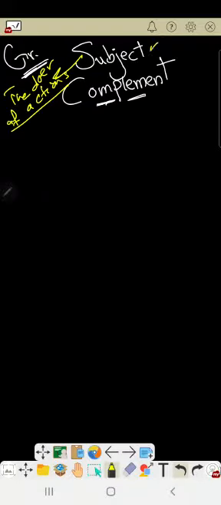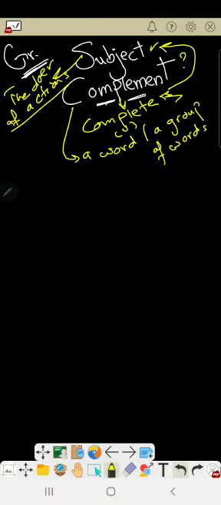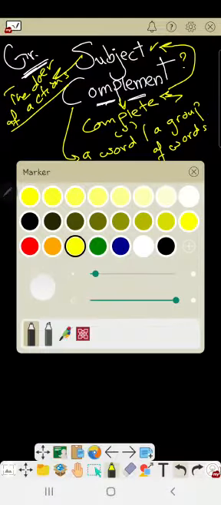So this is understood, but what is missing here is the meaning of complement. What is a complement? The word complement comes from the verb complete. So it means that there is a word or a group of words that complete the meaning of the subject. So the subject will be meaningless without this word or these words.